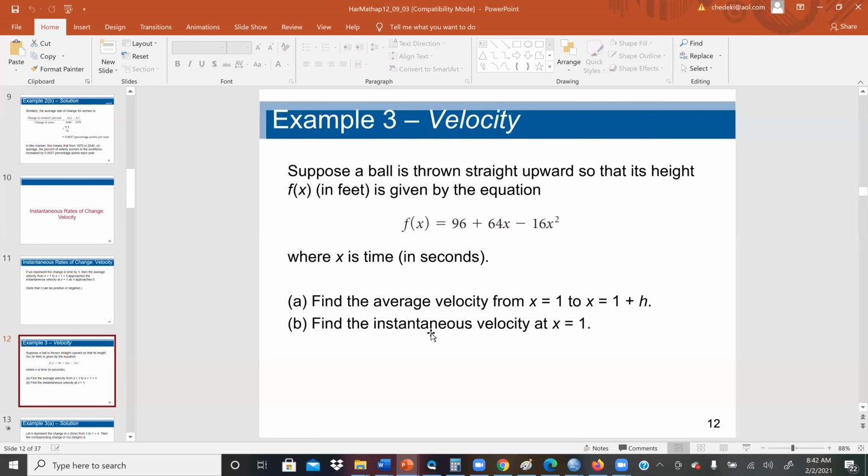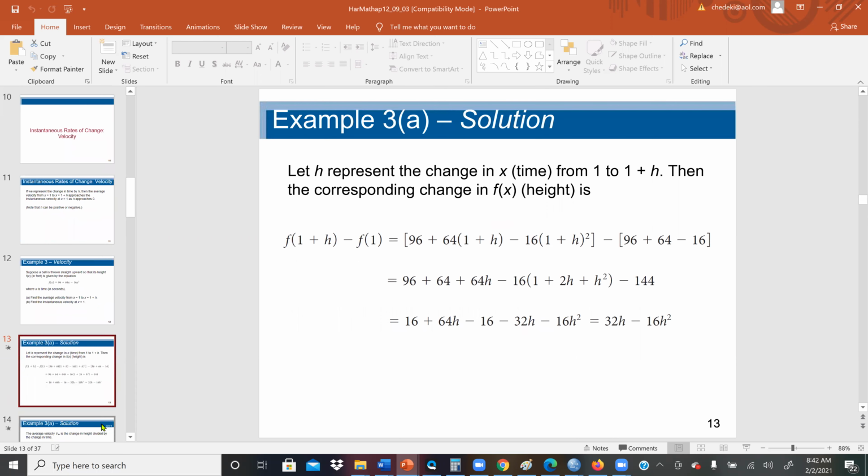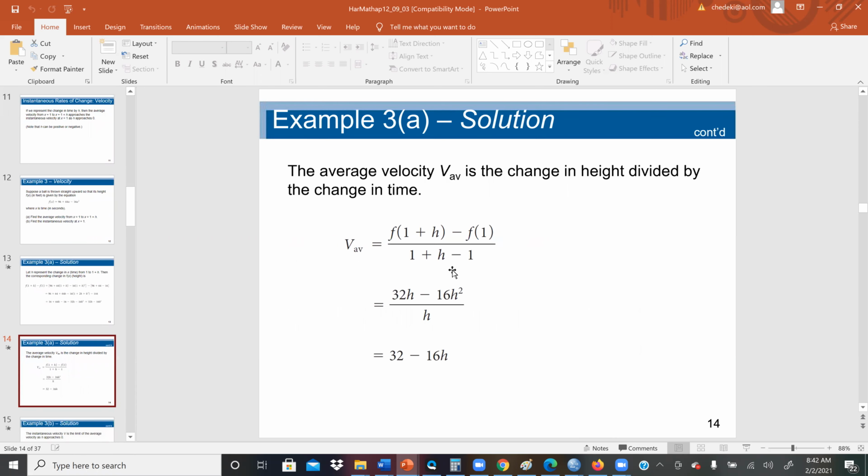But if they say we should find the instant velocity, they will give us a particular point. So I still need to find the derivative of the function, then I'll plug in 1. So that's the solution here. We find f at 1 plus h minus f at 1. Then when we get the solution here, we divide by 1 plus h minus 1. And this will be our result.